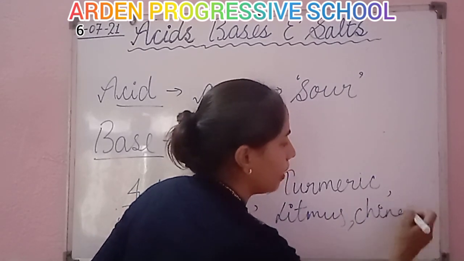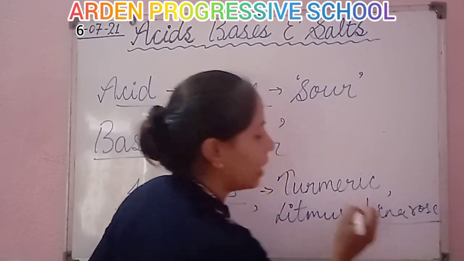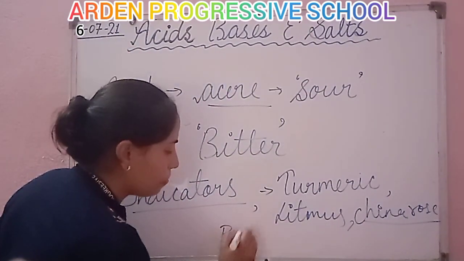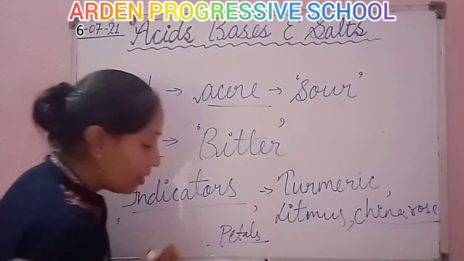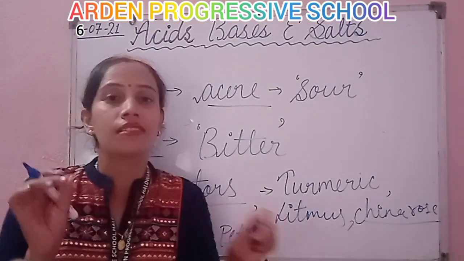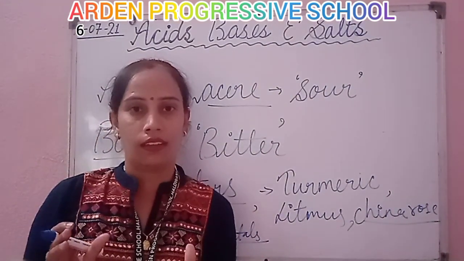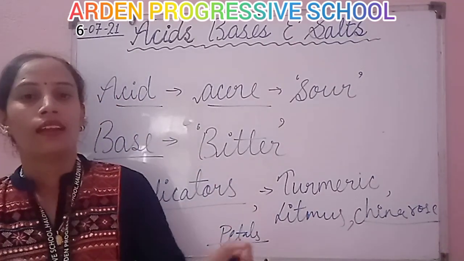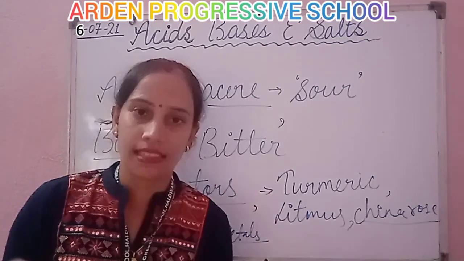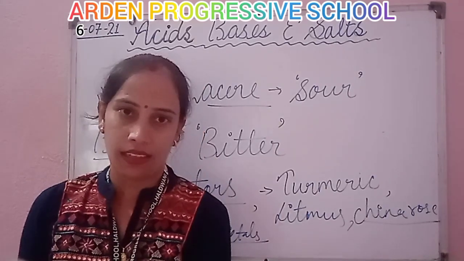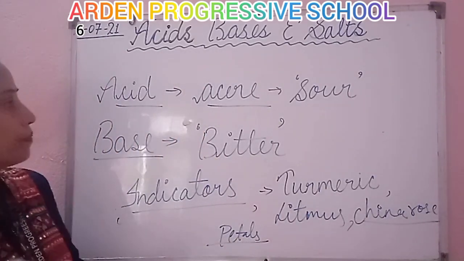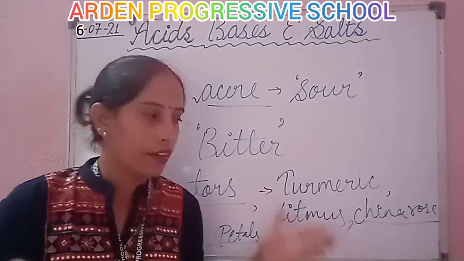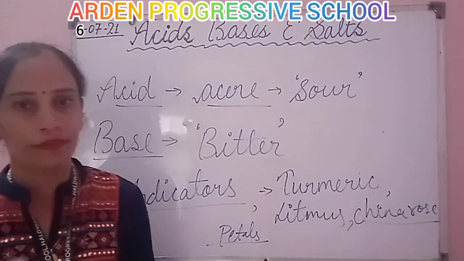Clear? You must all have this in your house. China rose, that is the gulhar. The petals of the China rose. Petals means the colored leaves that are present on the flower. Clear? The petals are used for determining the acid or the base. So these are the naturally occurring indicators. Clear?